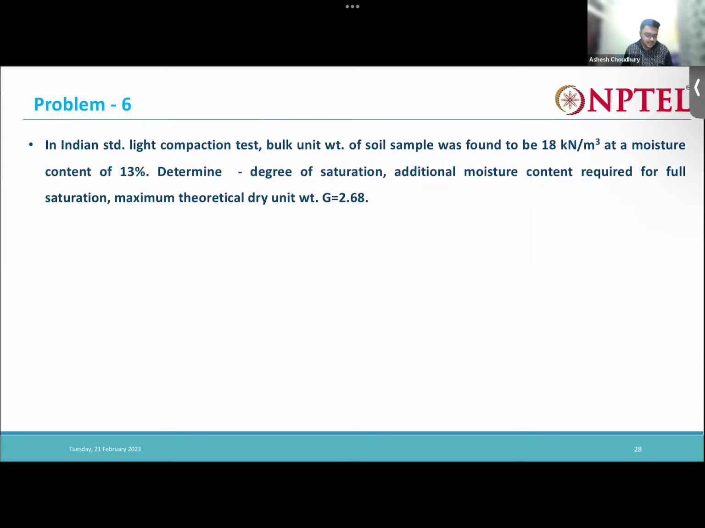So the next question: in the Indian Standard light compaction test, the bulk unit weight of a soil sample was found to be this much at a moisture content of this much. Bulk unit weight is given and moisture content is given. What can we find out? Dry unit weight, you can find out easily. So determine the degree of saturation and the additional moisture content that is required for full saturation. Let us solve.